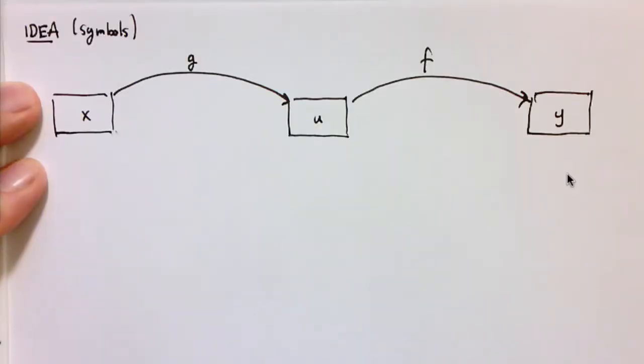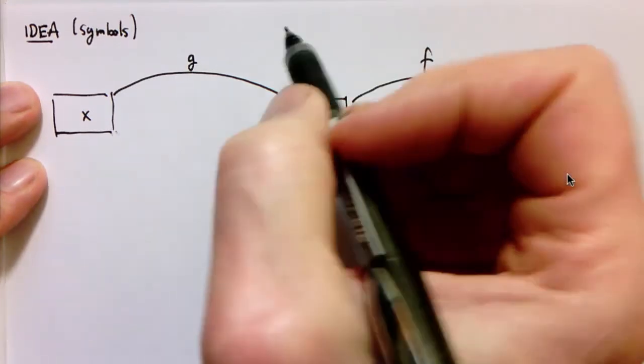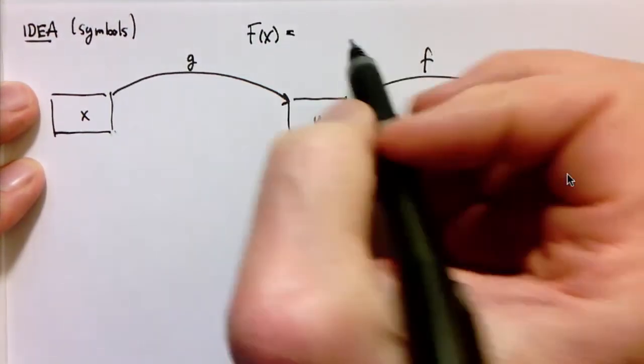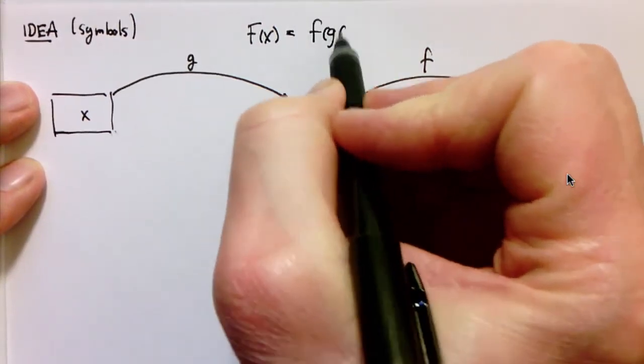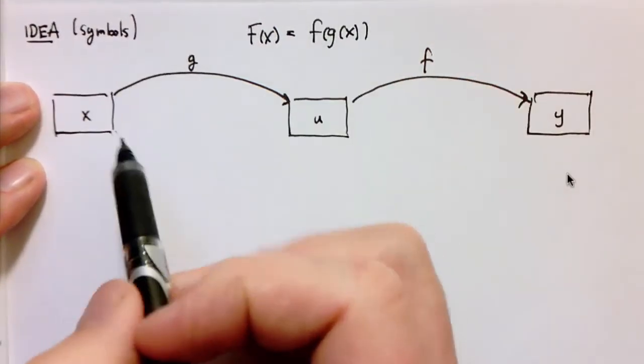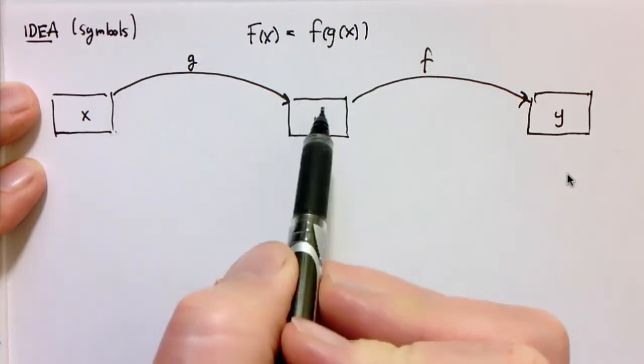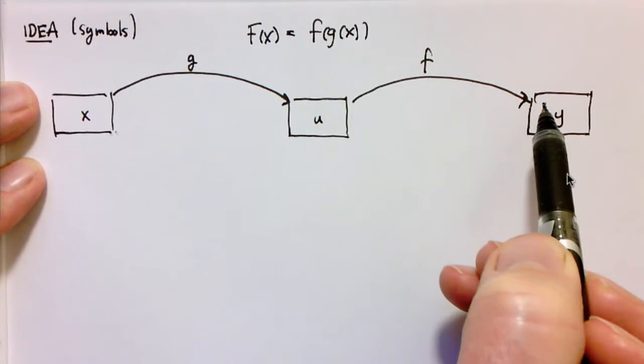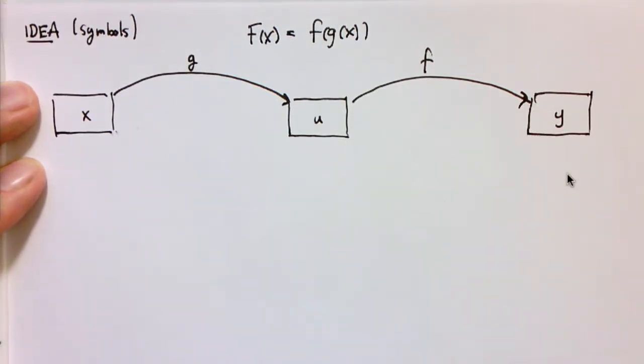All right, we've got our composite function here. We could also write it as f of x is f of g of x. So first we apply g to x, and we take that result and plug it back into little f, and that's how we finally get our result y.